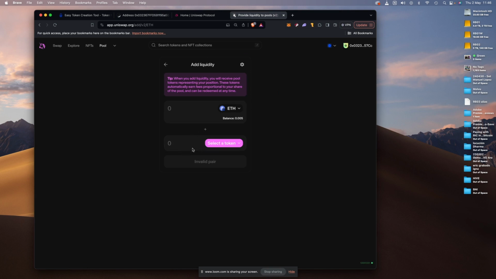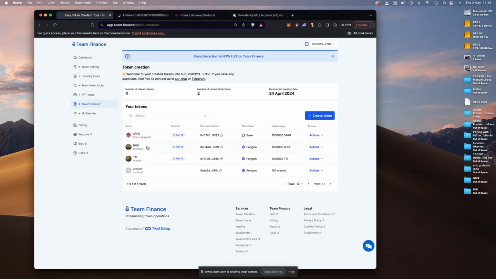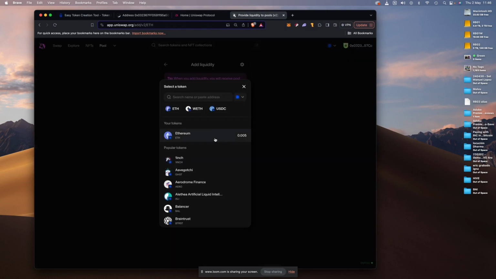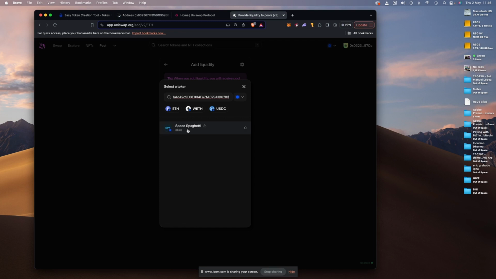Now the best way to find my token is to go back to Team.finance and copy the contract address. This is my Space Spaghetti token. I'm going to copy the address, go back to Uniswap, paste it in the search box here, and it'll recognize my token right away.